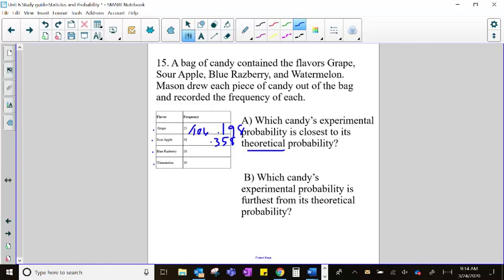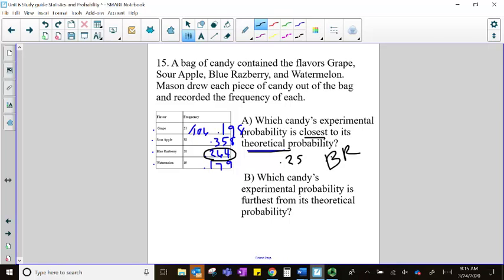That was 0.264. And watermelon, 19 out of 106 is 0.179. Theoretically, they should have a 25% chance because it's a 1 in 4 chance since there's 4 flavors. So which one of these numbers is closest? 0.264 is the closest. So blue raspberry is the closest to 25%, at 26%. So blue raspberry.